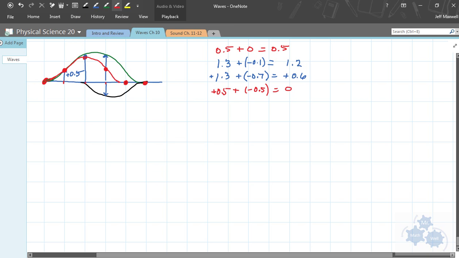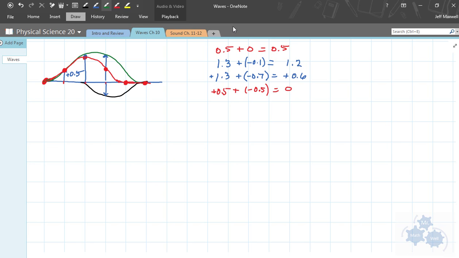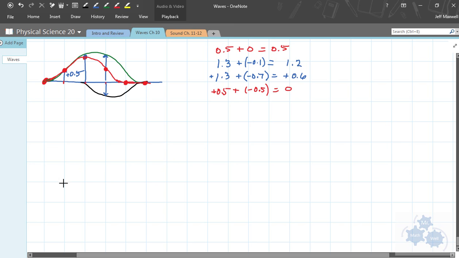So then these are pretty much balanced off too, so you can just connect the points here. And that red wave then is the resultant wave. Okay? Everyone get that example? Straight line here.